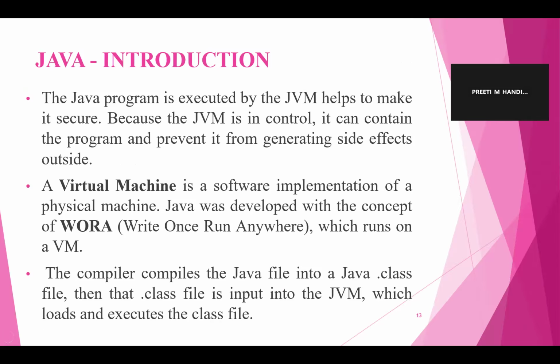Java programs are executed by the JVM, which helps to make it secure. The JVM is also used for controlling the program content and preventing it from generating any side effects outside the program. Then let us know what a virtual machine is before understanding the JVM, the Java Virtual Machine. A virtual machine is a software implementation of a physical machine, and we know that Java was developed with the concept of write once, run anywhere, which runs on the virtual machine.